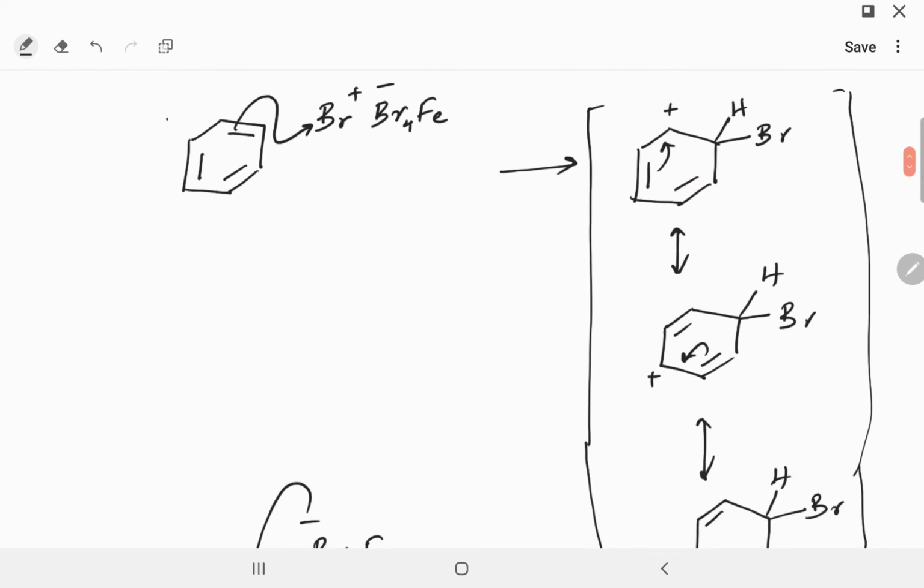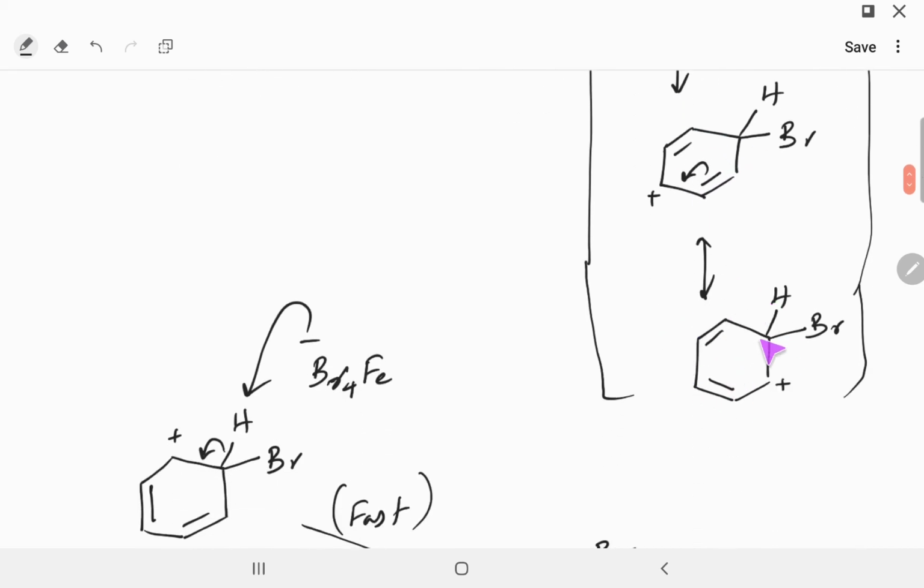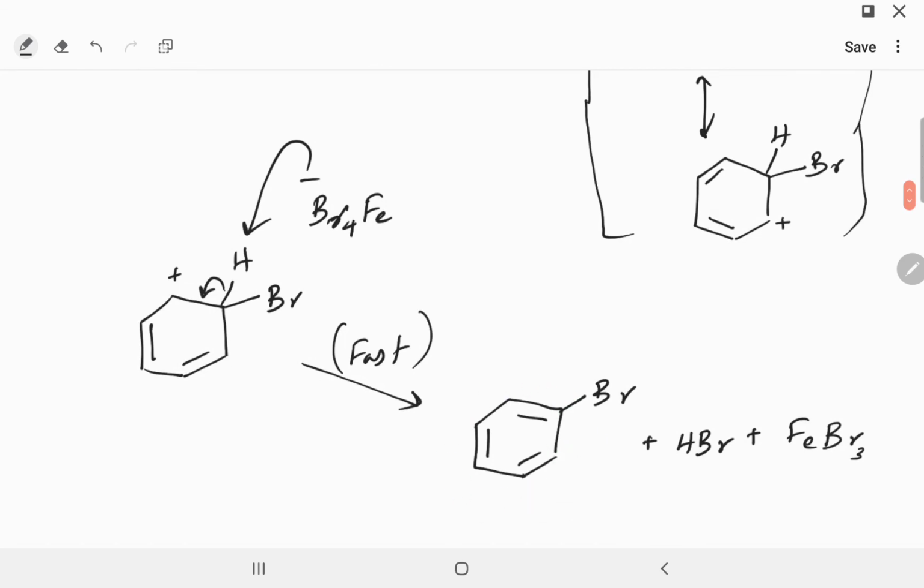Of course this intermediate cation has the capability to show resonance structures and try to stabilize the intermediate. But one of these intermediates will rapidly attack the FeBr4- ion, and then regain the aromaticity back by breaking the carbon hydrogen bond. So you will get HBr as your byproduct, and also you will get your catalyst back. All right, this is the reaction that I wanted to discuss.